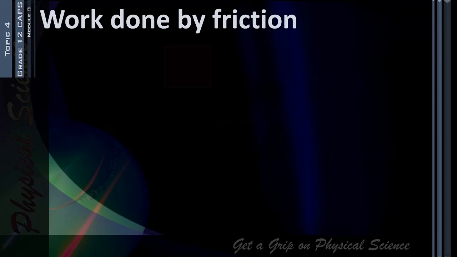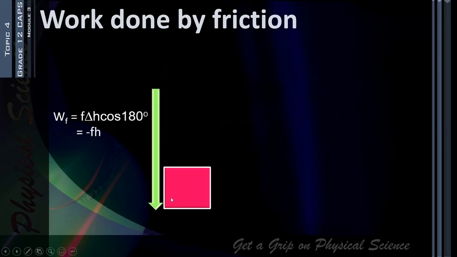So for this example, let's take the same block as before, but we move this block against a wall so that there's friction between the wall and this block. Then the work done by friction will be equal to the frictional force multiplied by the distance or the displacement of the movement of this block against the wall multiplied by the cos of 180 degrees, because we know that the friction will be in the opposite direction to the displacement of this block. And that gives us a work done by friction of negative Fh.